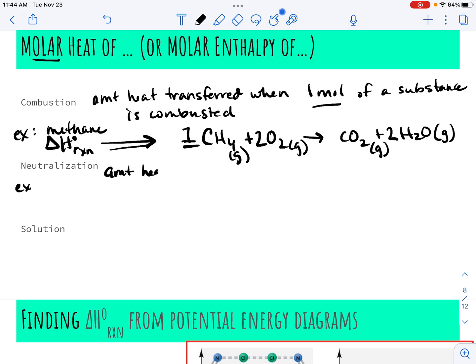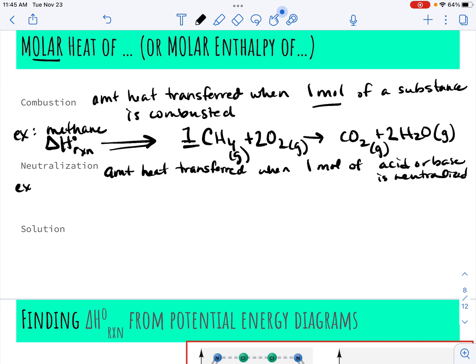The amount of heat transferred when 1 mole of an acid or base, and you have to decide which one you're looking at, is neutralized in an acid-base reaction. So I'm going to do an example for the neutralization of sodium hydroxide by sulfuric acid, because this will be one that we have to think about, right?